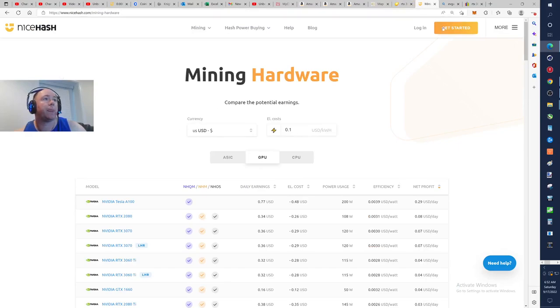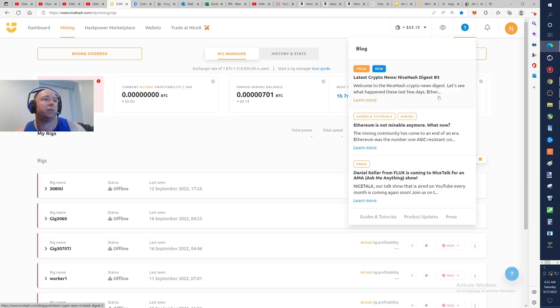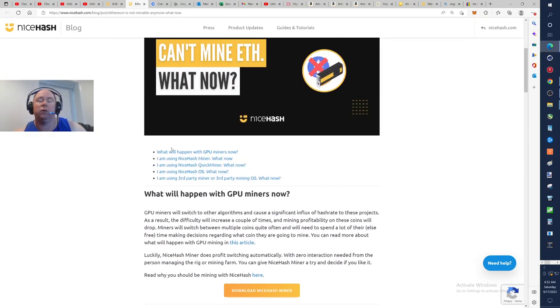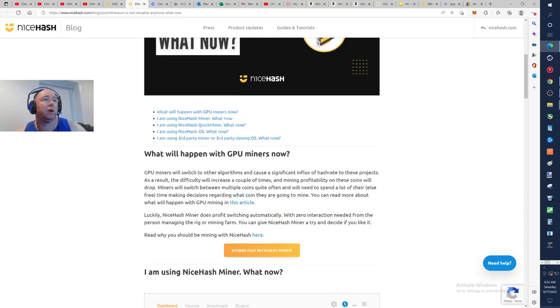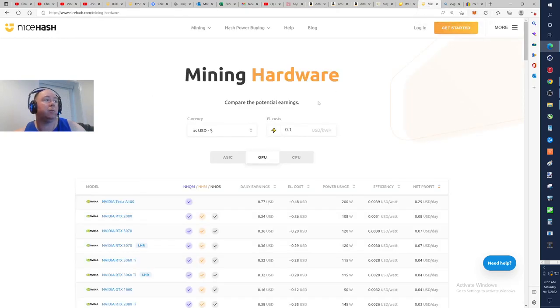Before we actually look at this, let me log in here. So yeah, you guys may know I have done some mining. Here's one of the big things, right? Ethereum is not mineable anymore. What now? Who knows how many people use NiceHash to mine with. But let's look at what people are actually making to mine at the moment.